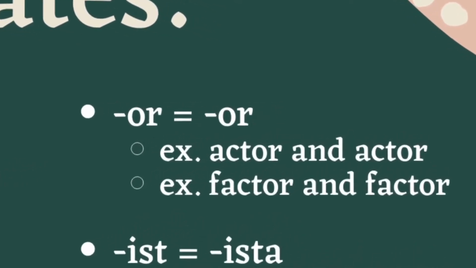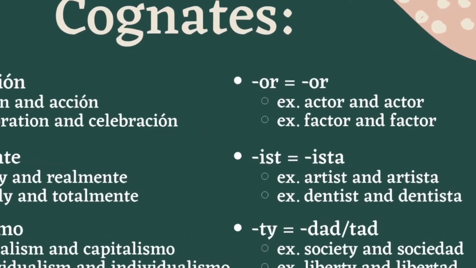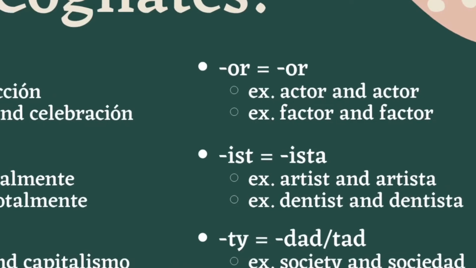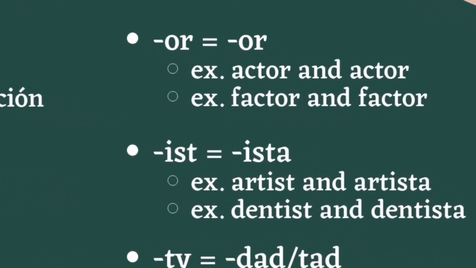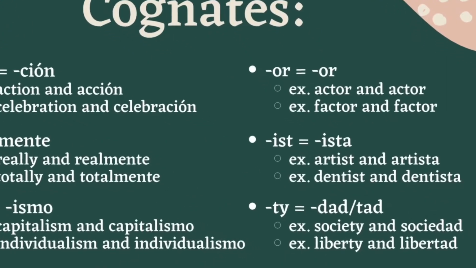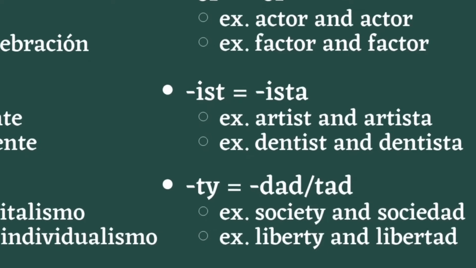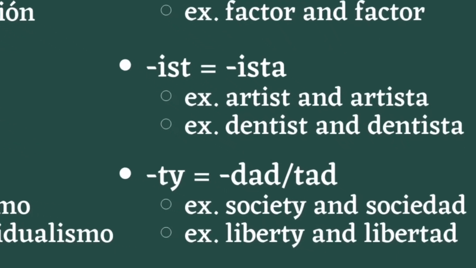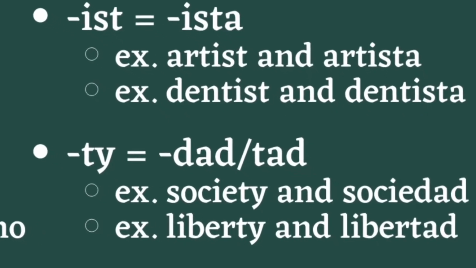such as actor, actor. If in English, a word ends with IST, then in Spanish, it will end with ISTA, such as artist, artista. If in English a word ends with TY, then in Spanish it can either end with DAD or TAD, like society, sociedad.